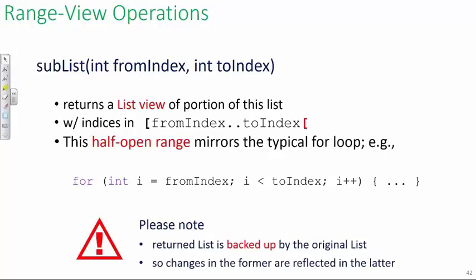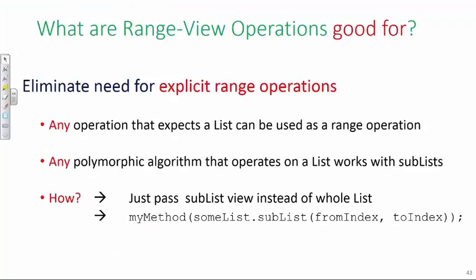The advantage of sublist, if it was just returning a copy, that would still be interesting, obviously. But this one actually is write-through to the original list. This is what's going to give range views their power, and we are going to see how exactly we can use that efficiently.